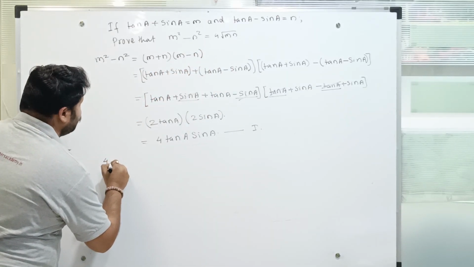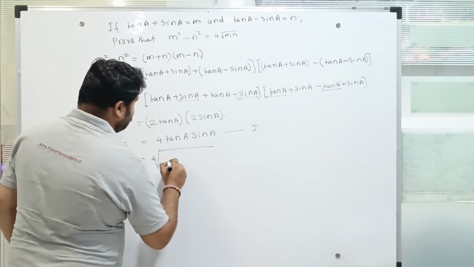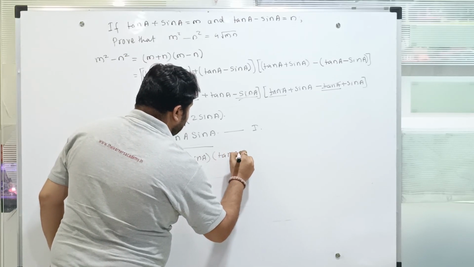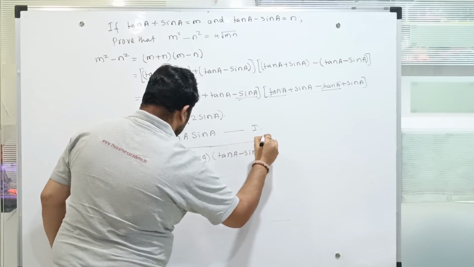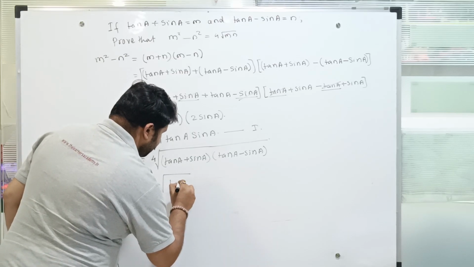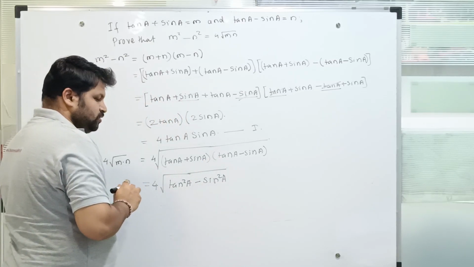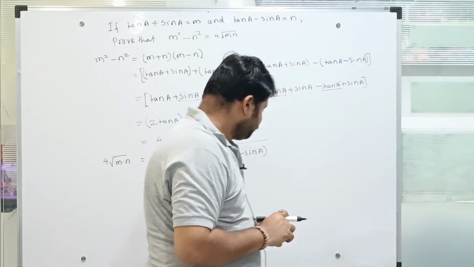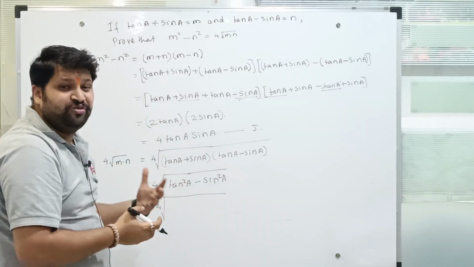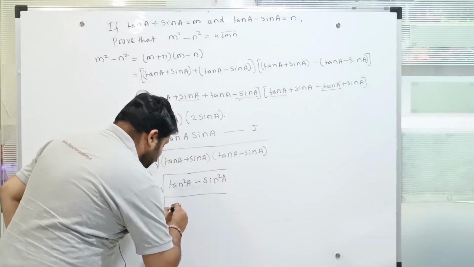It is 4 times root of m by n. So that would be 4 multiplied by root of m times n, where m is tan A plus sin A, and n is tan A minus sin A, giving me 4 root tan square A minus sin square A. So this can further be written as 4 times root of, now since tan and sin are two different ratios, I will have to make sure that I convert them in such a way that I get my final answer in sines.